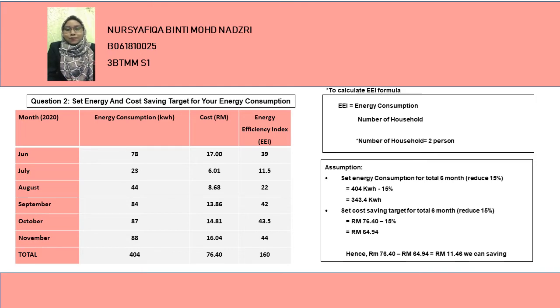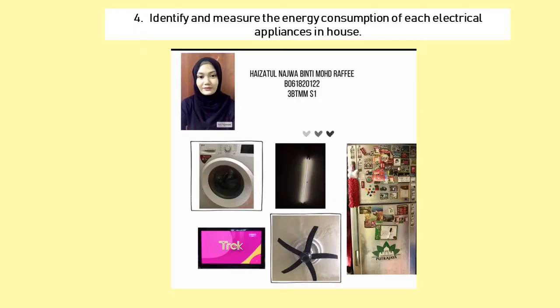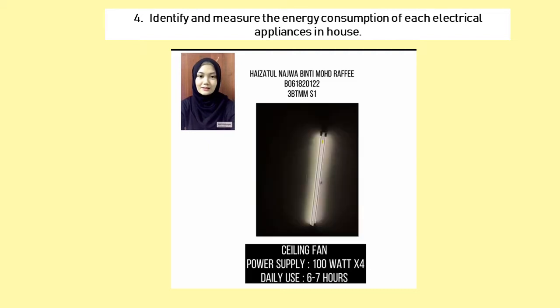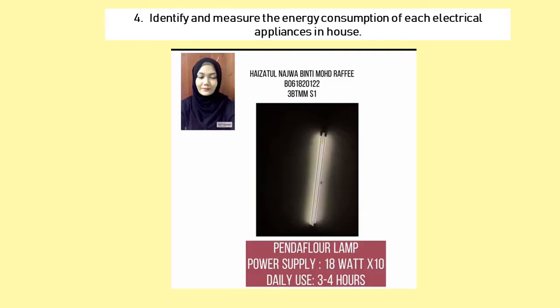Thank you. Next, I will briefly explain about the electrical appliances in my house. First, it is the ceiling fan, which I have 4 of in my house, that consume 100 watts each, and the daily use is around 6 to 7 hours. Second is the pendant floor lamp that consumes 18 watts each. The daily consumption is between 3 to 4 hours.